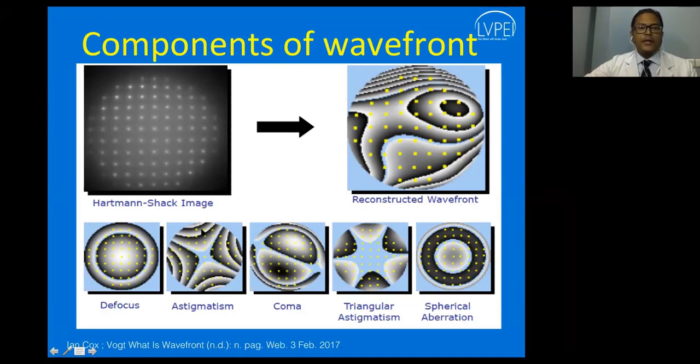That in turn can be a component of several such aberrations. For example, the normal aberration that is recorded from the human eye can have a component of defocus, astigmatism, coma, triangular astigmatism, and spherical astigmatism.